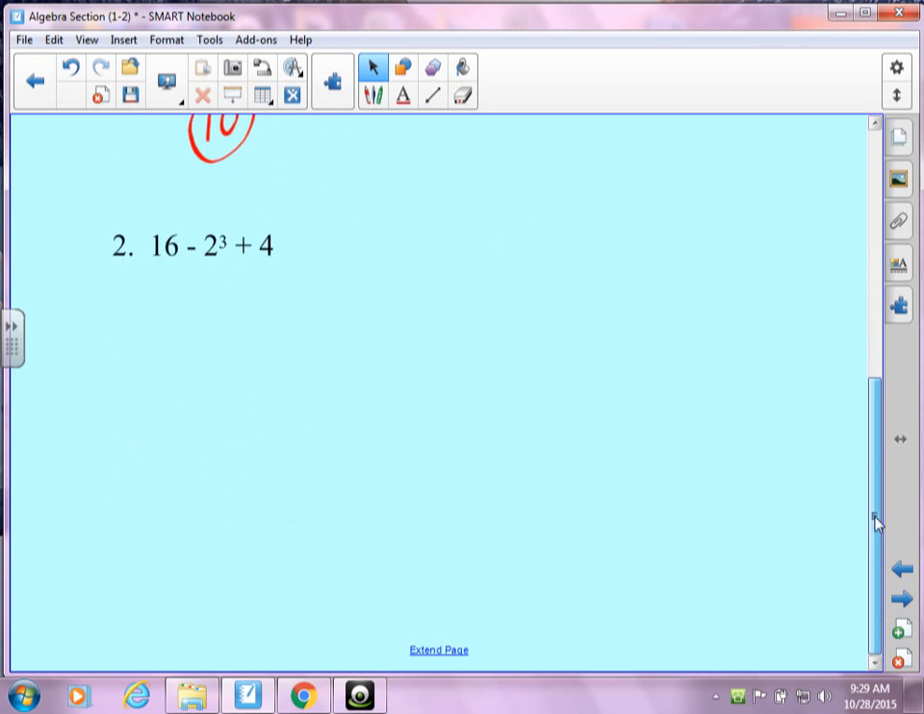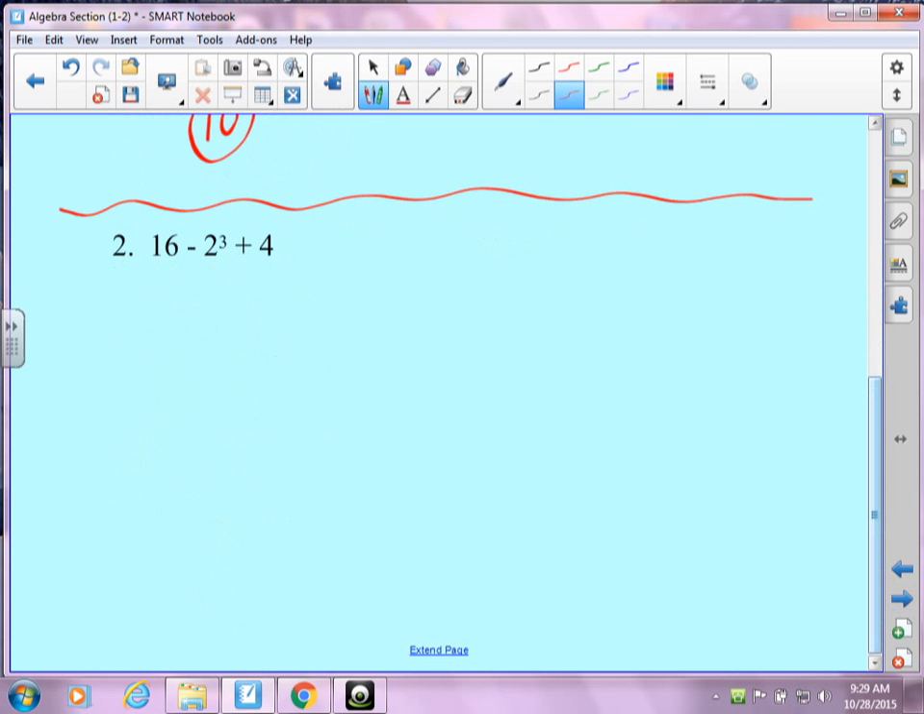All right, let's go to number 2. Please excuse my dear Aunt Sally. Do I have parentheses? No. Do I have an exponent? Yes. What is it? 2 cubed, right? So that's 2 times 2 times 2, which is 8. It's not 6. It's not 2 times 3. It's 2 times 2, which is 4, times 2, which is 8. That's correct. So I'm going to write my 8 down.